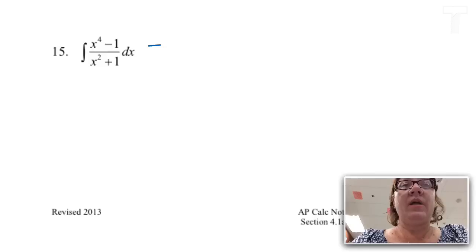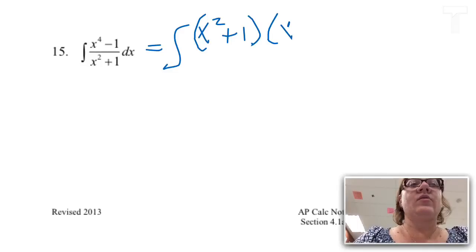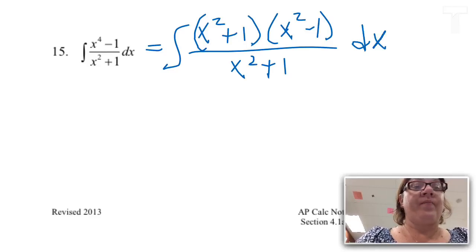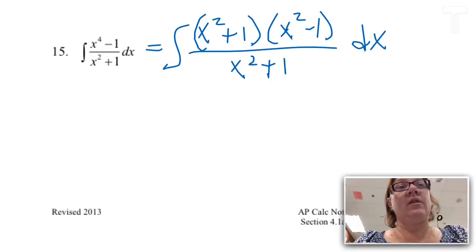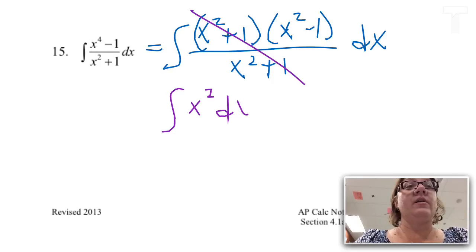Ooh, pick me. I noticed the top is a difference of squares, and it might help me out. So that'll be x squared plus 1 and x squared minus 1. No way. Yes way. And so of course, these are going to cancel. And then I could split it while I'm simplifying it down, right? It is a difference. So minus the 1, so there's x squared minus 1.